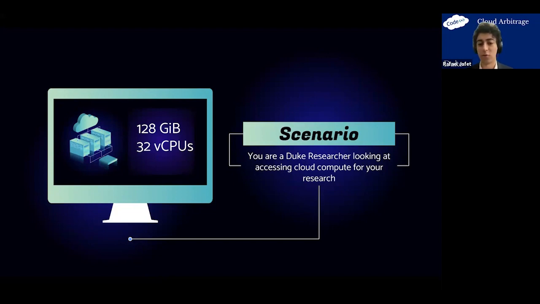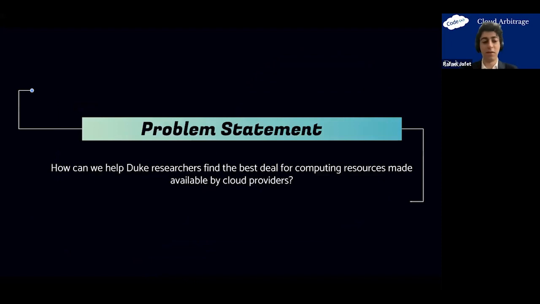Now, I know that if I were a researcher having to parse through all the best deals in commercial databases and familiarizing myself with cloud market mechanisms, it's probably not the best use of my time. And I would be very grateful if some other group who had some time on their hands were able to provide me with a resource that would make that whole process more intuitive. And that's where our group comes in. So cloud arbitrage essentially means that we're looking to see how we can help Duke researchers find the best deal for computing resources made available by cloud providers.